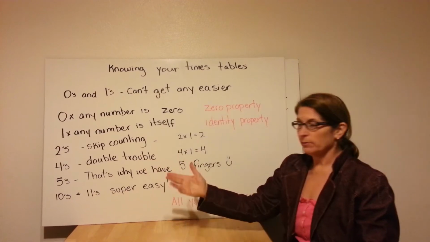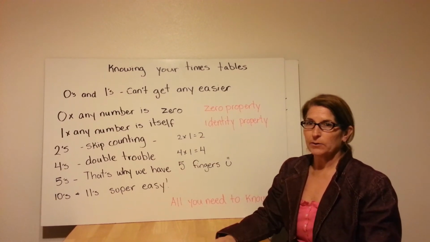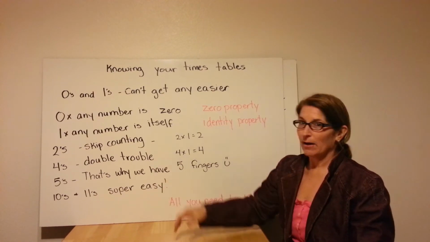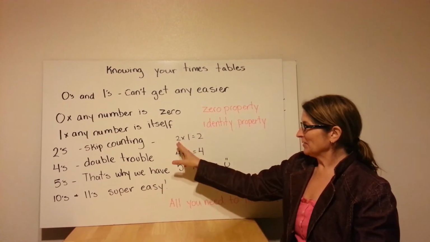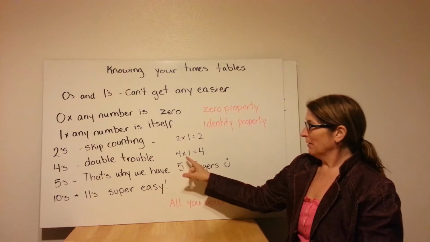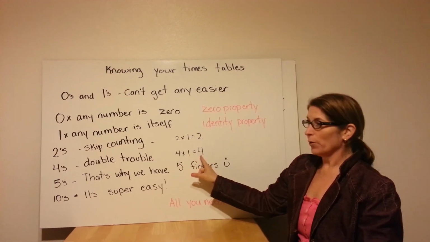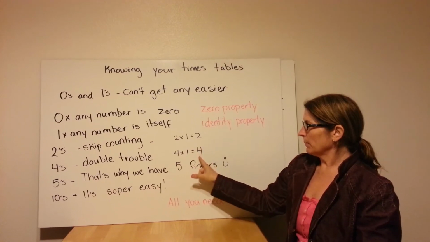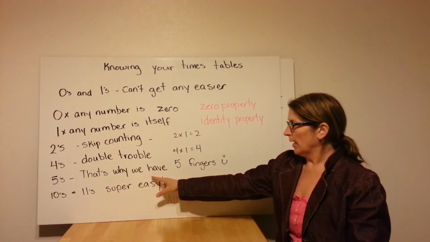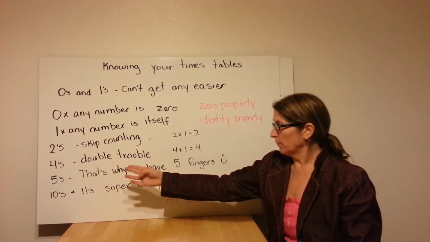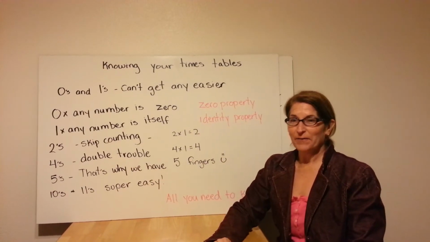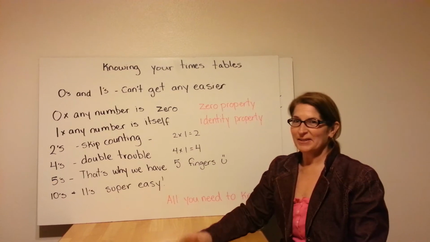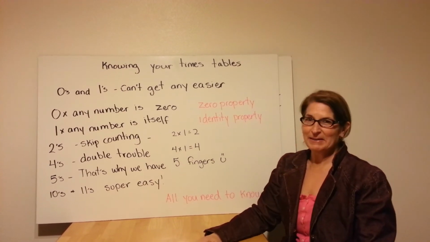Well, you know your 2's, that's just like skip counting. You've been doing that since kindergarten. And 4's, I call that double trouble. Because look, 2 times 1 is 2, but 4 times 1 is 4. So if you know your 2's, you just double it. And you know your 5's, that's why we have 5 fingers. And you know your 10's and your 11's, that's just super easy.